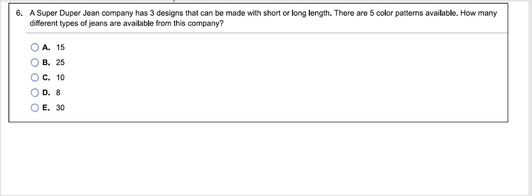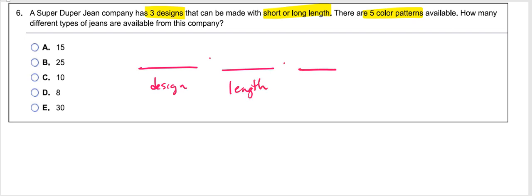A super duper gene company has 3 designs that can be made with short or long length. There are 5 color patterns available. How many different types of genes are available from this company? Okay, so we're going to do a design. We're going to have a length. And we're going to have a color pattern. So there were 3 designs, 2 different lengths, and 5 color patterns. 3 times 2 is 6, times 5 is 30.